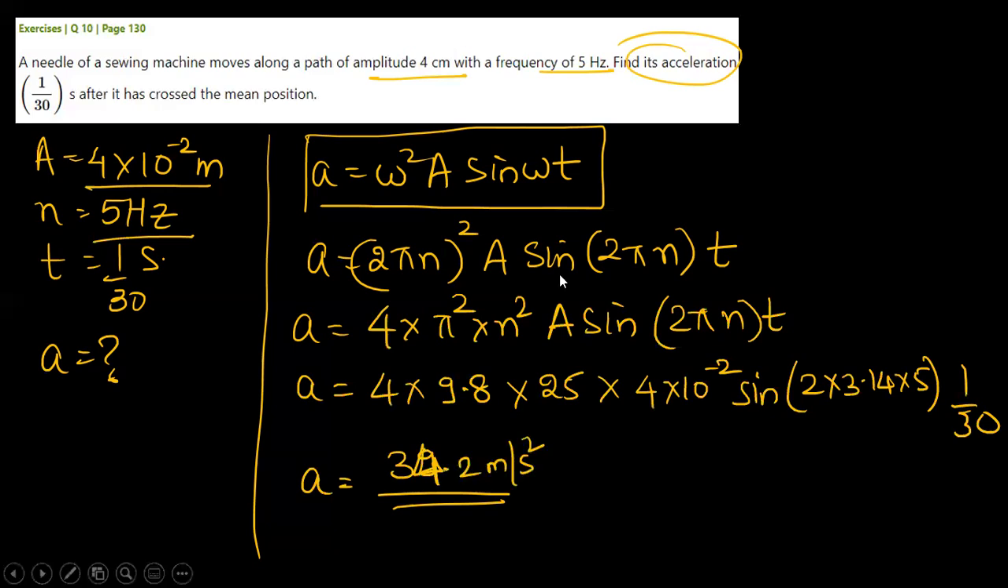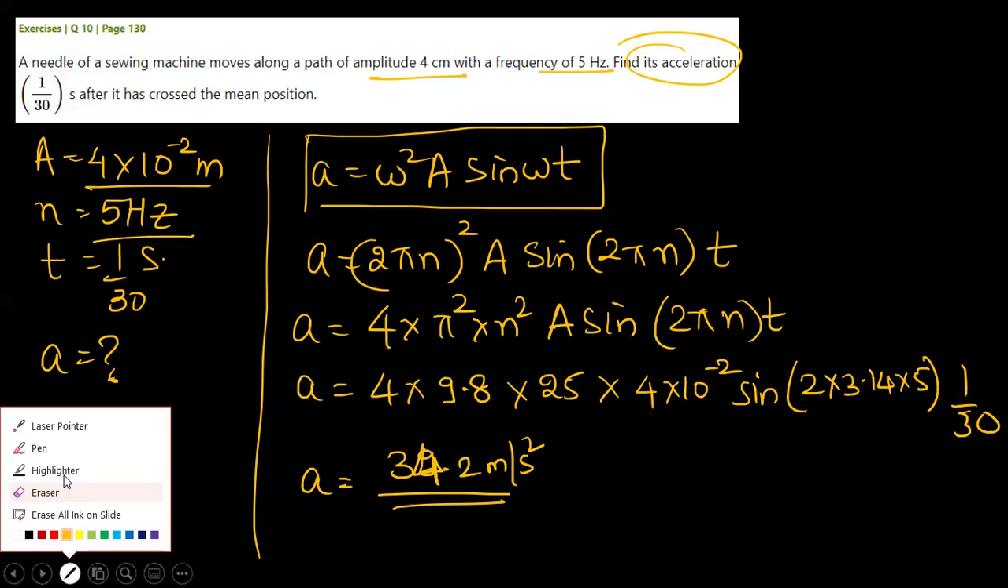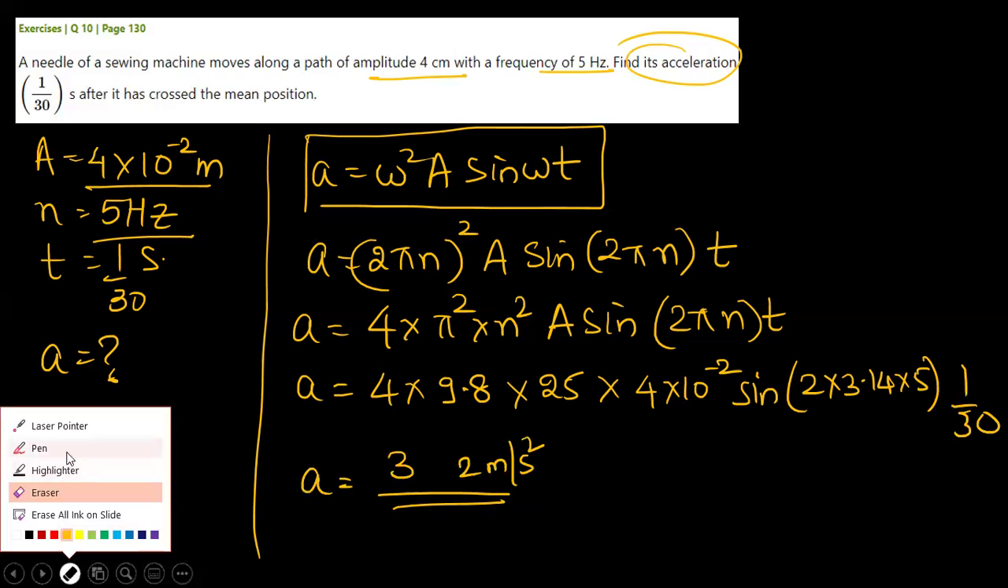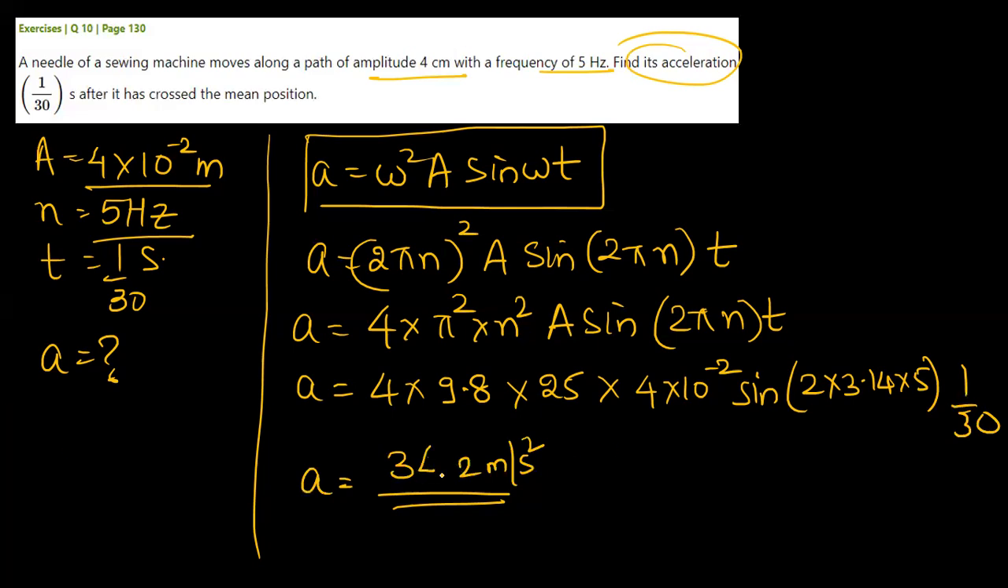Sometimes you can also neglect this sine omega t term and solve. In that case, your answer will change. It will be 39 something. But we can use this relation also. So you will get the answer as 34.2, which matches the textbook. If you don't consider the sine omega t term, you get the answer as 39 point something, which doesn't match the textbook. But if you want your answer to match the textbook, this will be the formula.